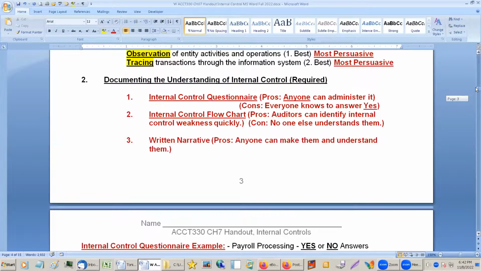And the nice thing is you can hand it to somebody and say, is this correct? And they can read through it and say. Cons are it's a little bit cumbersome.